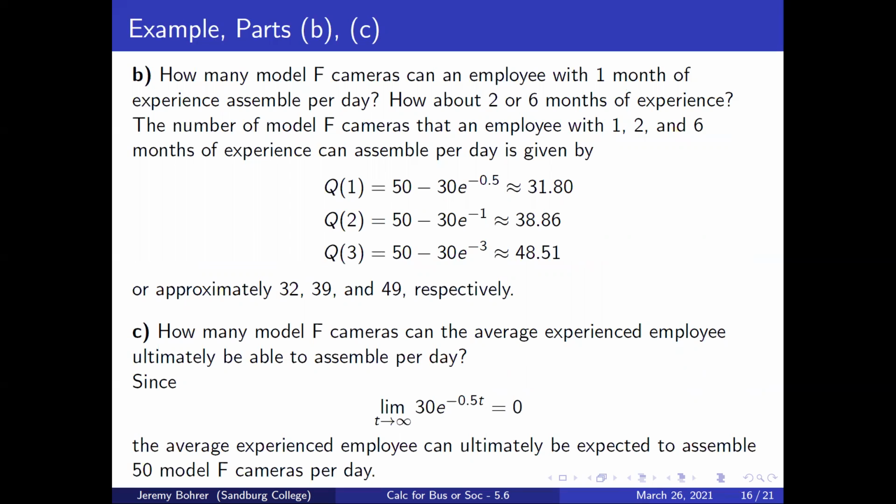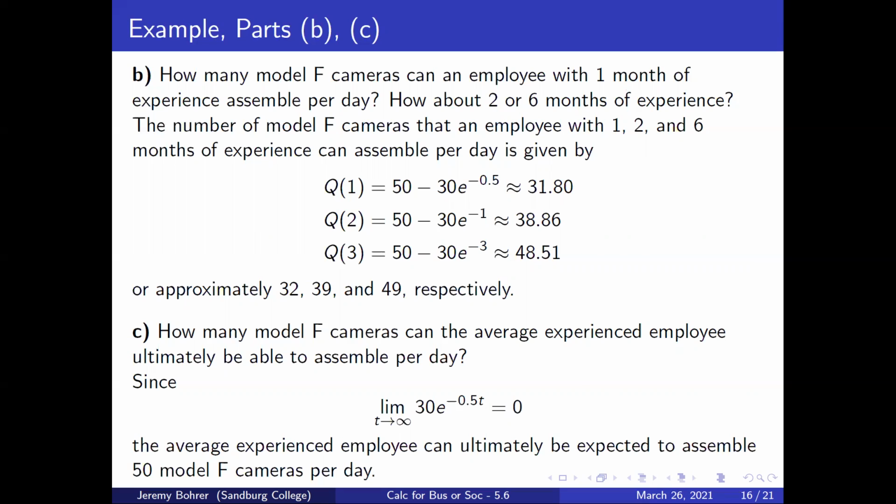B, how many Model F cameras can an employee with 1 month of experience assemble per day? How about 2 or 6 months of experience? The number of Model F cameras that an employee with 1, 2, and 6 months of experience can assemble per day is given by Q of 1 is about 31.8, Q of 2 is about 38.86, and Q of 6 is about 48.51, or approximately 32, 39, and 49 respectively.